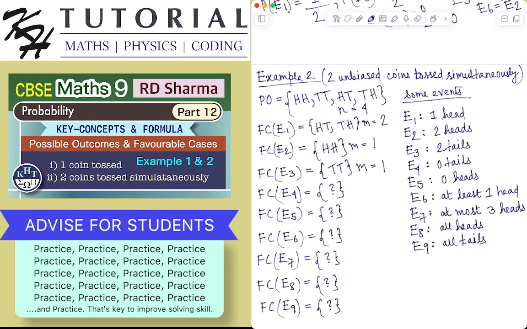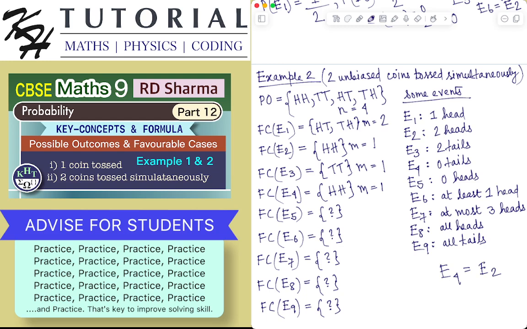Let's see E4, 0 tails. E4 says 0 tails. Now I have to see in all the possible outcomes which outcomes is satisfying the condition that there is no tail. Obviously it will be head head. Only the outcome head head has no tails. So m is equal to 1. So you can say event E4 is identical to event E2.